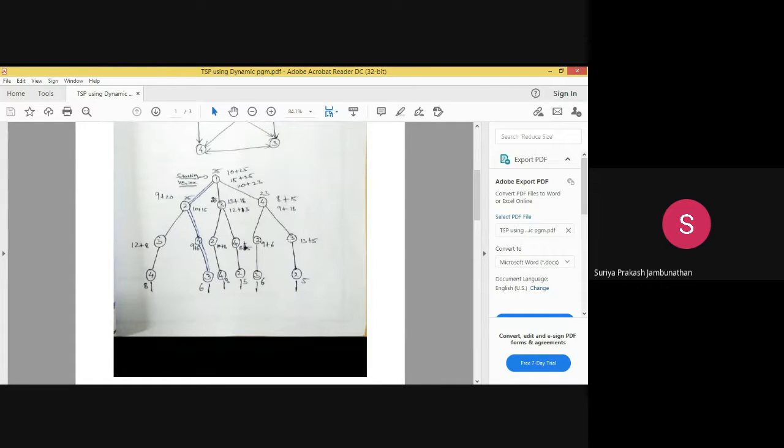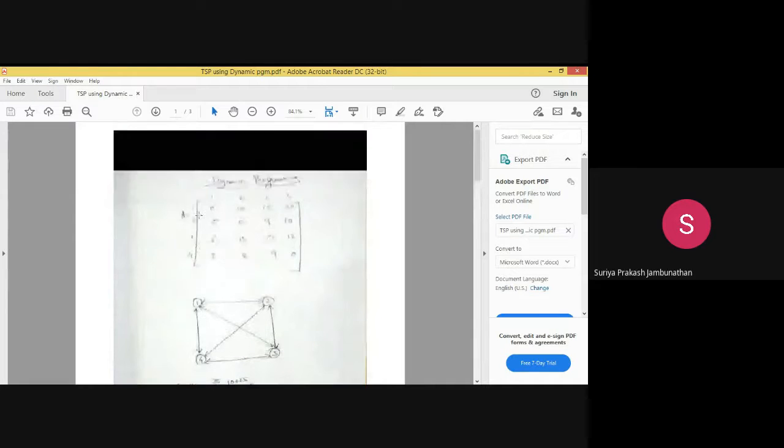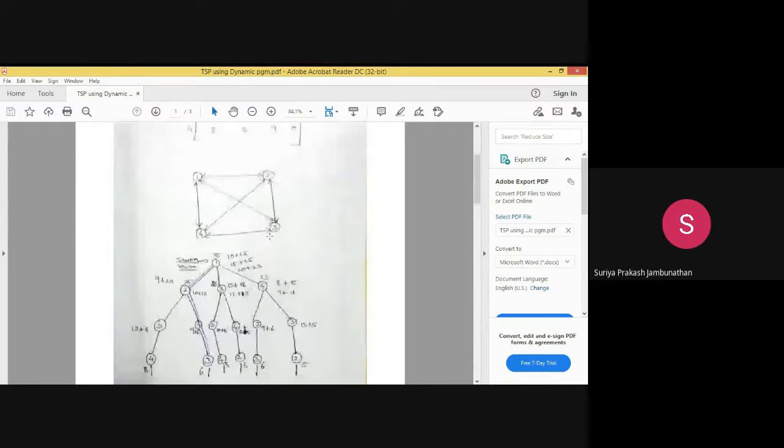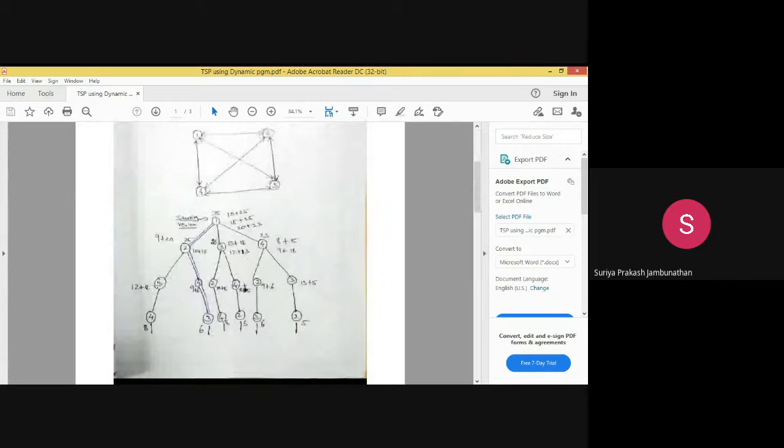Okay, so how are we doing the calculation? We have to take from 2 to 3. What is the 2 to 3 distance? The distance is 9. So 9 plus, from 3 to 1 we already calculated, that is 12 plus 8, 20. So 9 plus 20 we are putting. Via 2 to 3, the answer is 9 plus 20.